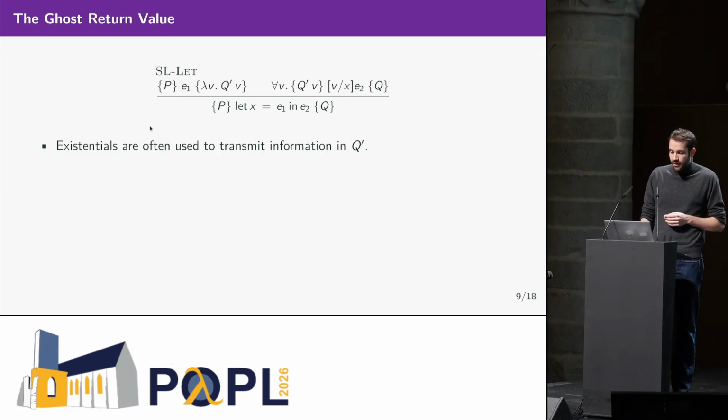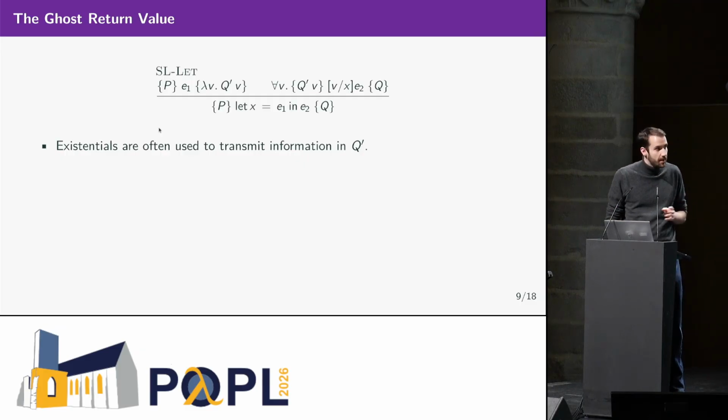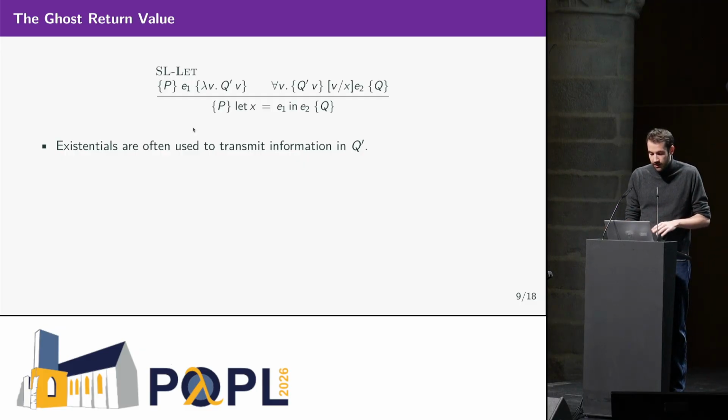So here, to explain the ghost return value, let me first present how we reason about a let binding in separation logic. So this is a standard let rule for separation logic. To verify let x equal E1 in E2 under the precondition P, you first verify E1 under P, and you have to give a postcondition Q prime. And then you have to verify E2 under the precondition that there exists some value that satisfies this postcondition Q prime, and you replace in E2, x, the binding, with the value V.